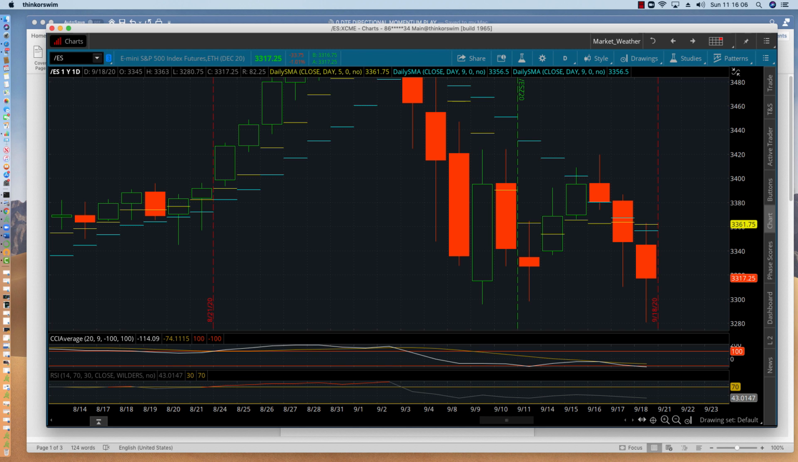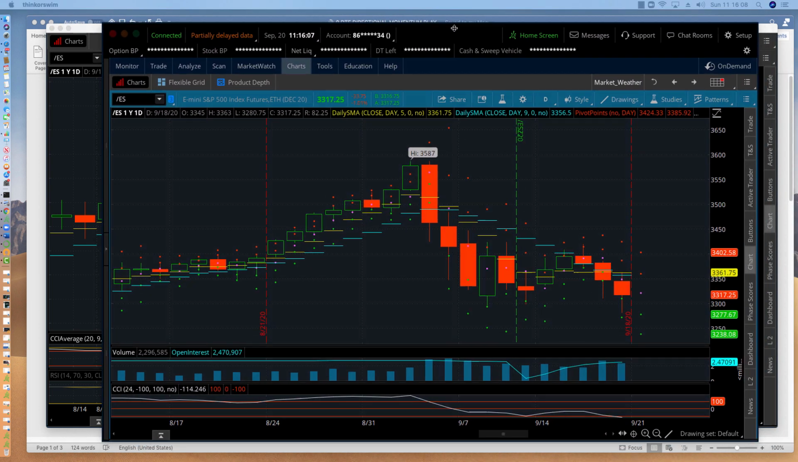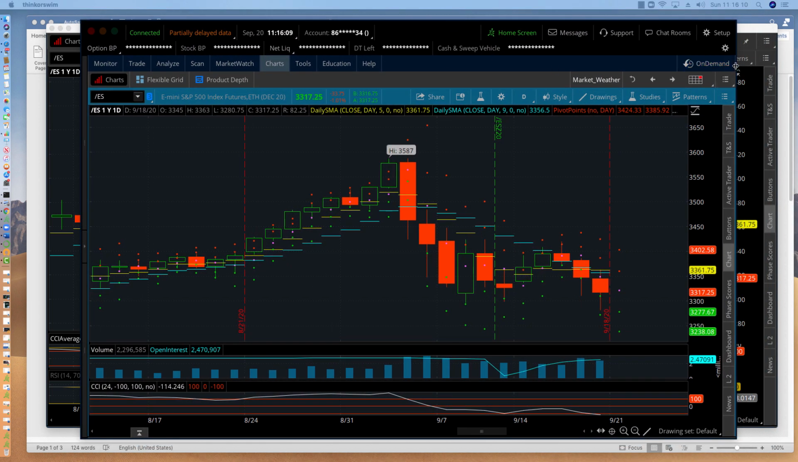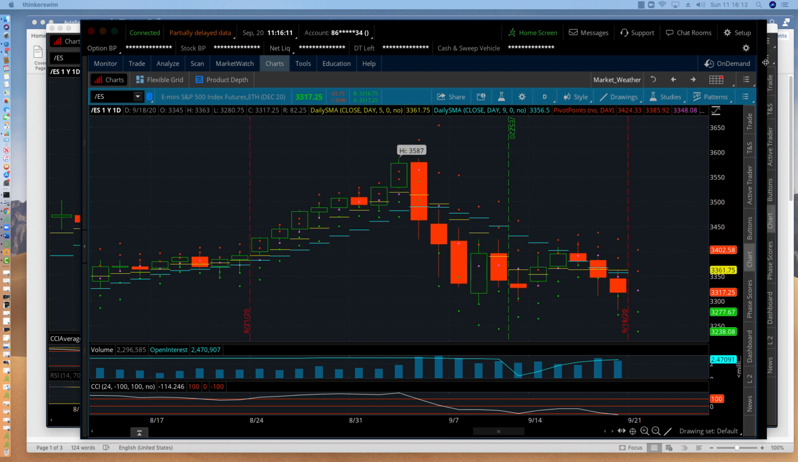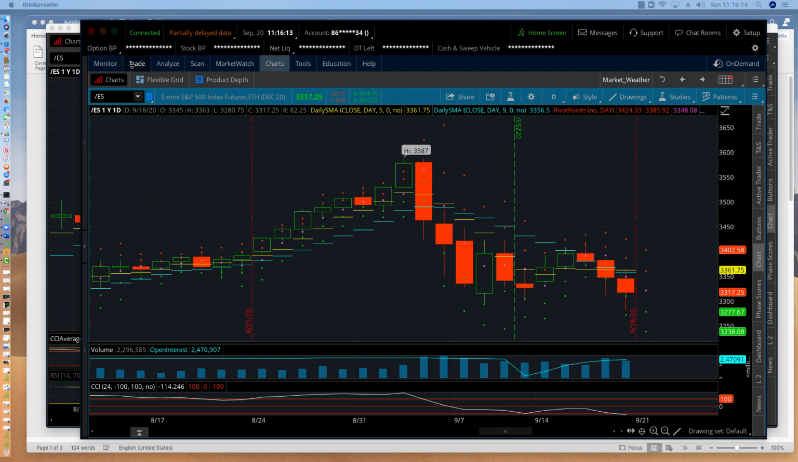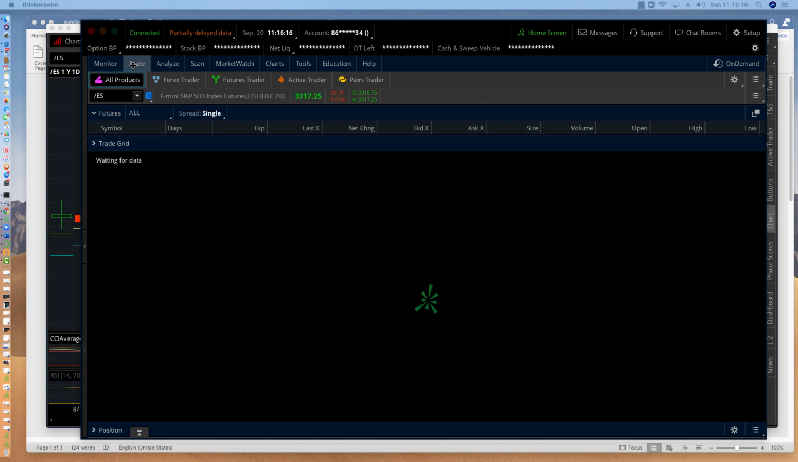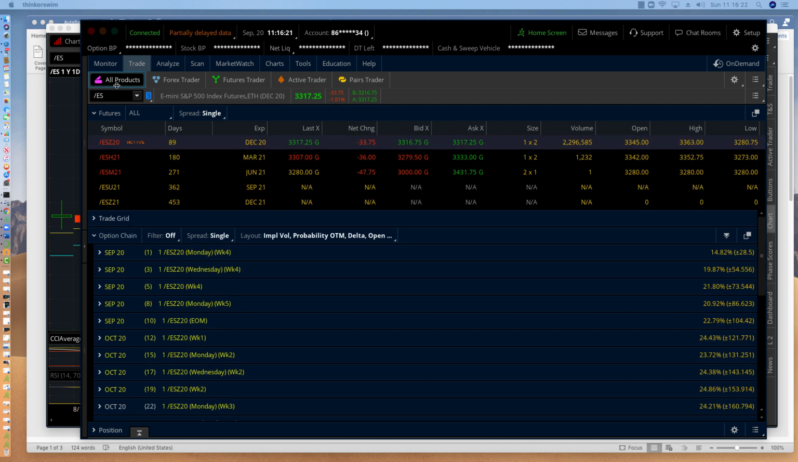So going into Monday, how you would implement this strategy is you would go into the trade tab, and you would see your option chain.